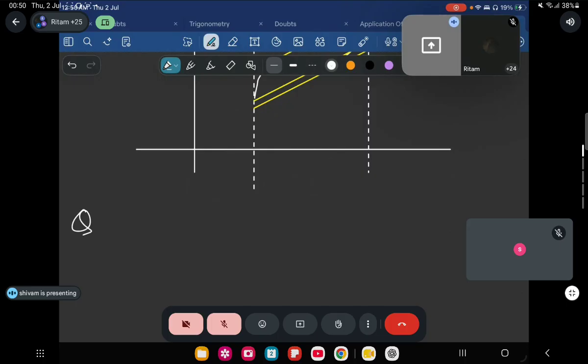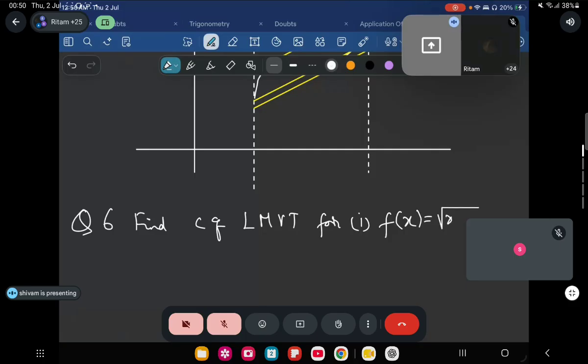Last one, everyone. Question number 6. We did only 6 problems. Find C of LMVT. For number 1, f of x equal to root over x minus 1 in closed interval 1 comma 3. Solve. Number 2, f of x equal to x upon x plus 2 in closed interval 1 comma 4.